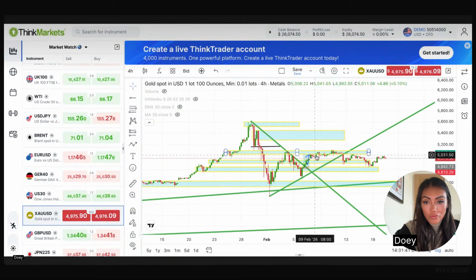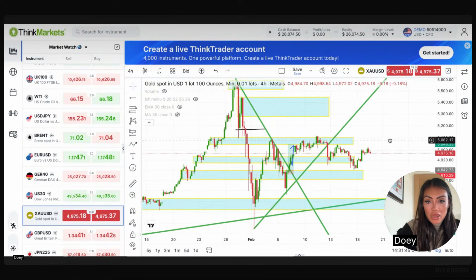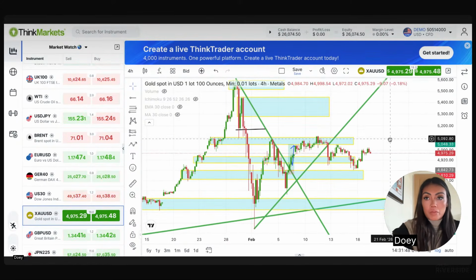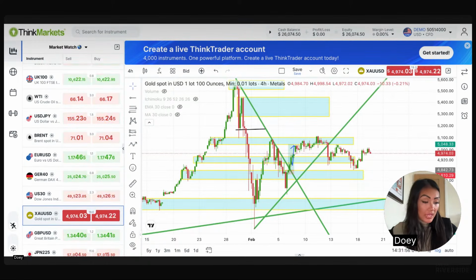Let's have a little look at what gold is doing. We had a lot of areas lined up on gold. Looks like we are entering a bit of a range at the moment. So let's have a top-down analysis of gold.